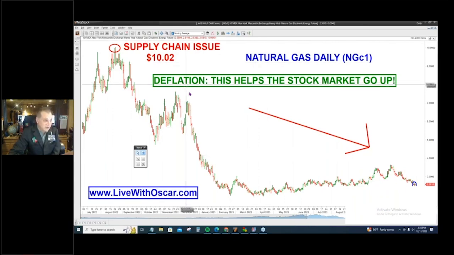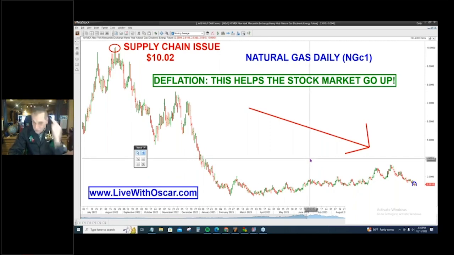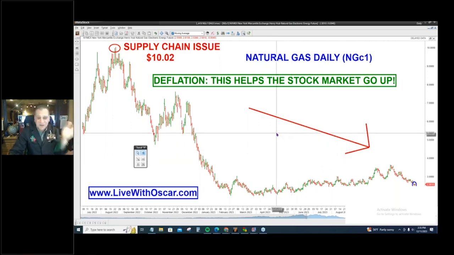So deflation helps the stock market go up. Natural gas was 10.02. It's 2 and change now. Could it get any better? It's just amazing. So that is a worldwide stimulus. Absolutely. Heating oil, worldwide stimulus. Crude oil, worldwide stimulus. Bonds going up, worldwide stimulus. It is absolutely going to force the stock market higher. It's what happens. Next chart.